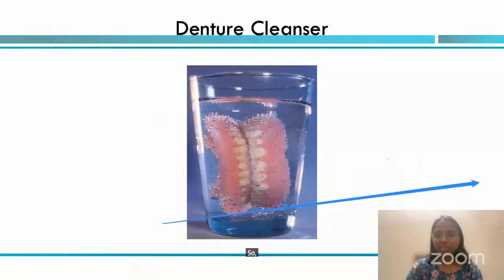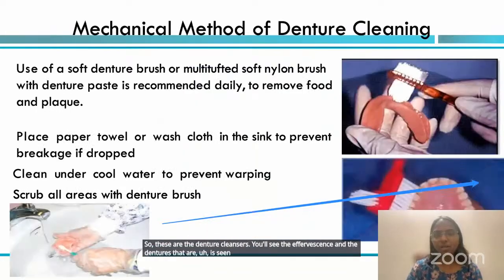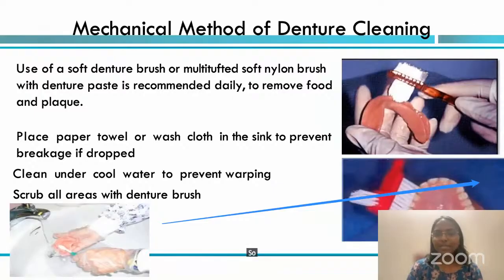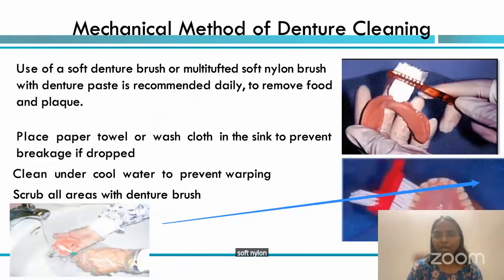So these are the denture cleansers. You'll see the effervescence on the dentures that is seen in this picture. The dentures can be cleaned either mechanically, where a uni-tufted brush, a soft nylon brush, and a denture paste can be used to clean everyday food debris, stains, etc. So every night, once, the denture should be cleaned.